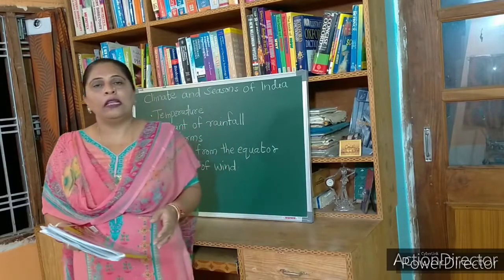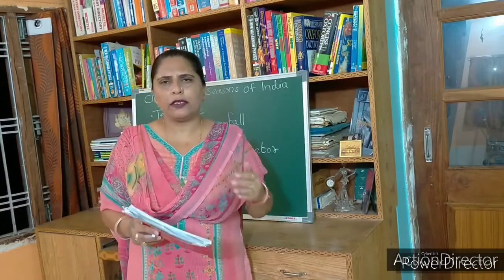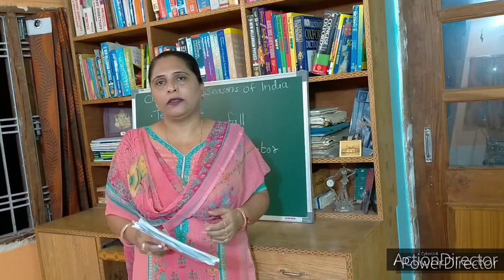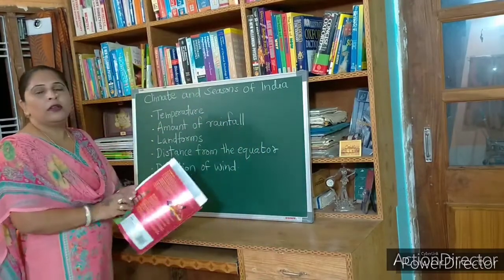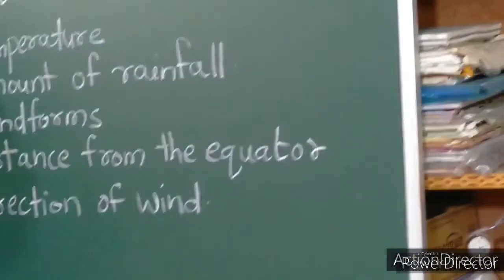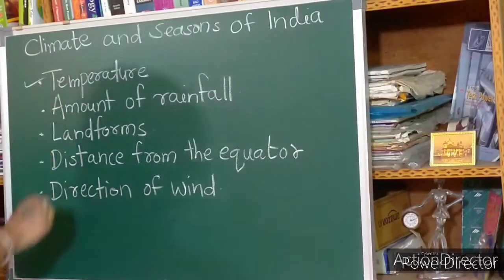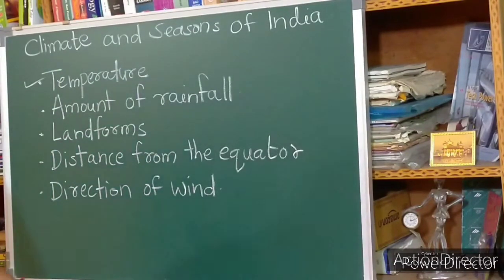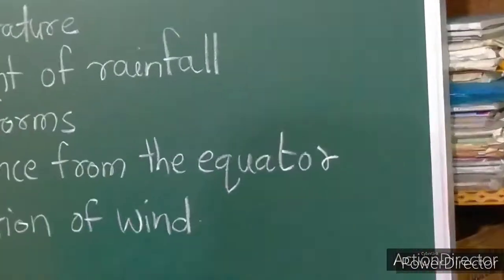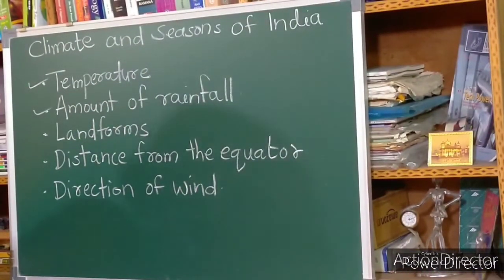So children, the climate of a place depends on various factors. Various factors are responsible for the climate of a place. First, the temperature. Temperature throughout the year. Then the amount of rainfall of a place throughout the year, how much rainfall that place did have.